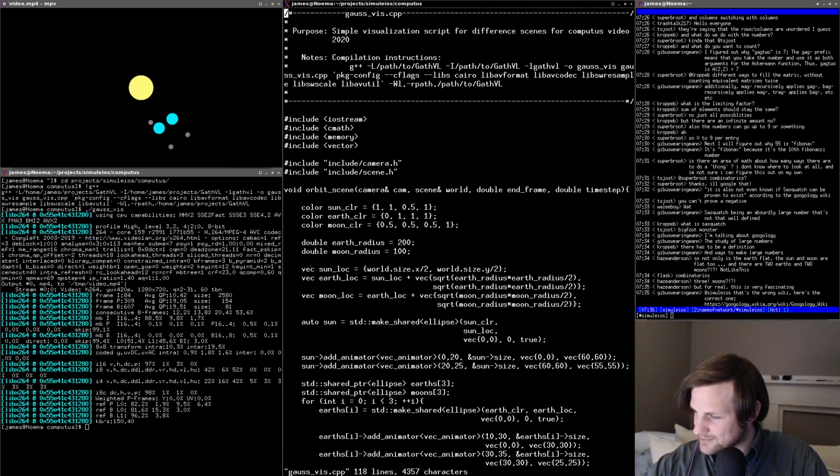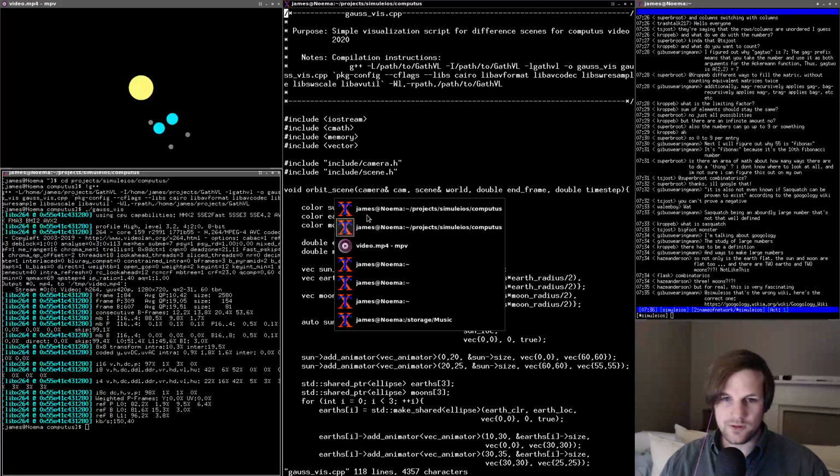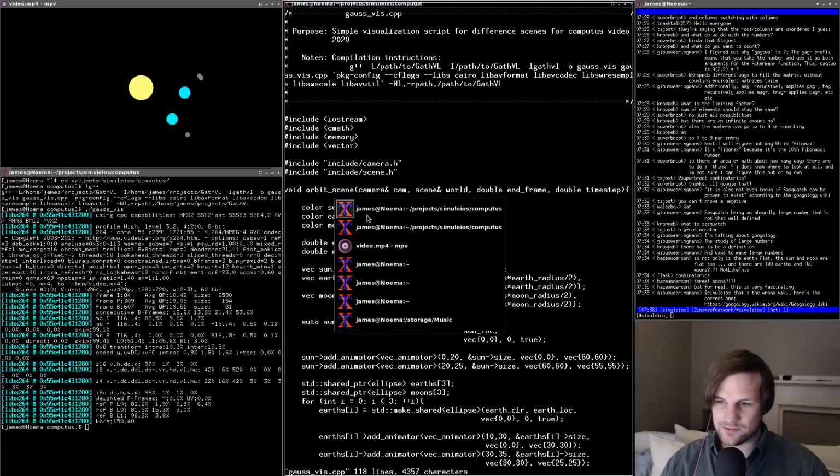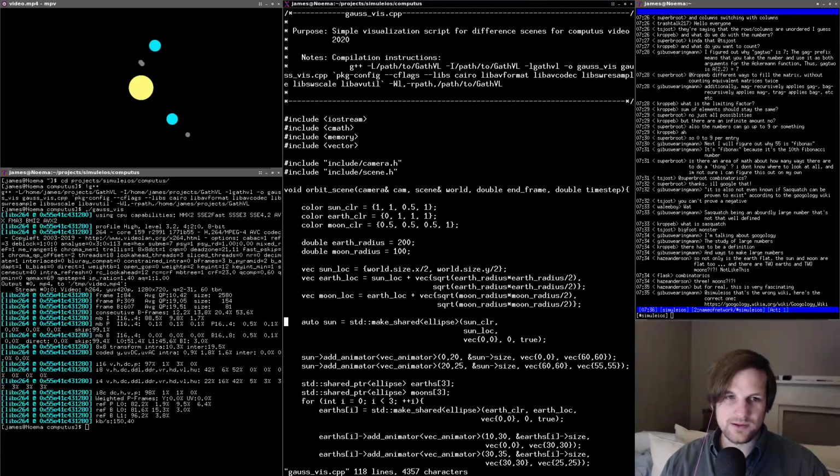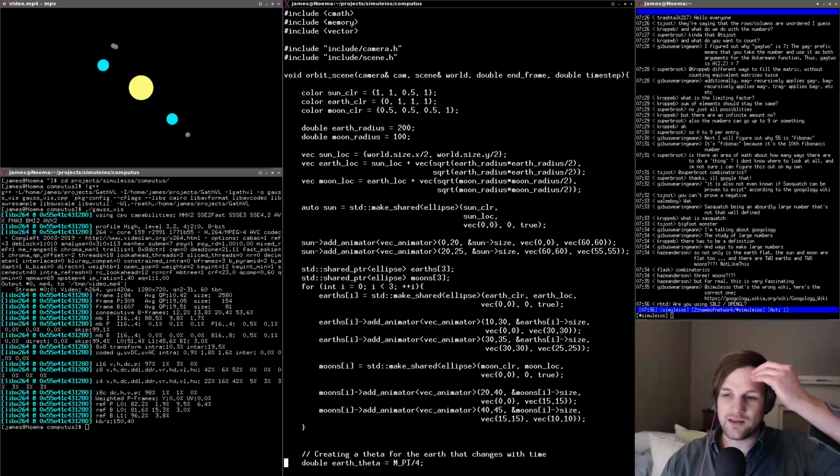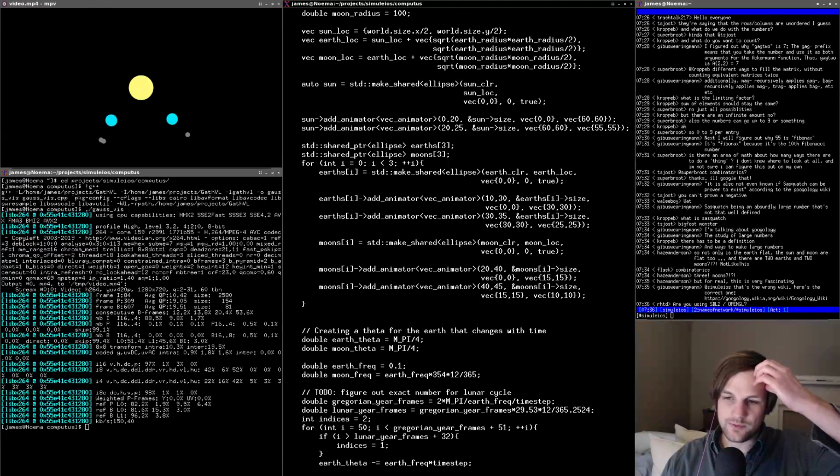Right. There it is. Got it. Here we are. Okay. So what he's saying is that we need to update the moon frequency and stuff like that. So let's go down here. So basically the way I have this is we have an Earth frequency and then a moon frequency. We're using SDL2 and OpenGL.